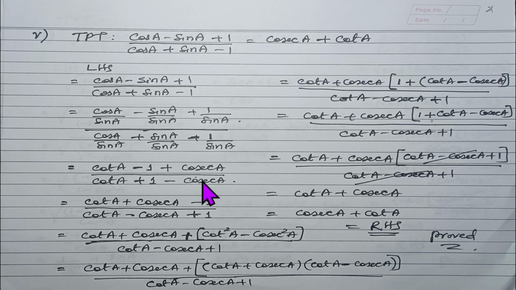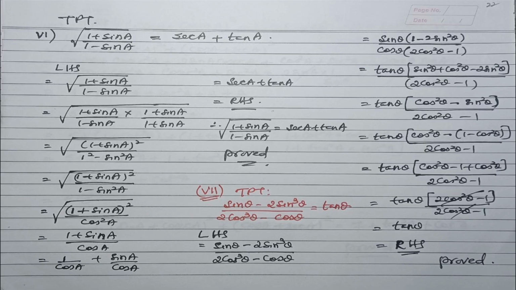So please try to understand why I replaced 1 with cot square A minus cosec square A here, and this is the only step which you have to be careful about and understand. Okay. Now coming to the next example, example number 6. We are given the root of 1 plus sin A upon 1 minus sin A. We have to prove it as sec A plus tan A.